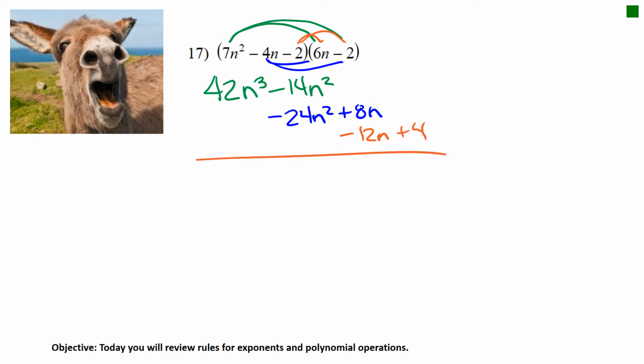Combine like terms, add them all up. We get 42n cubed. Negative 14 minus 24 is minus 38n squared. A positive 8 minus 12 is a minus 4n. And there's a positive 4 at the end. Now, I haven't talked about standard form because these have all been in standard form. But remember, you should double, triple check, and make sure they are.